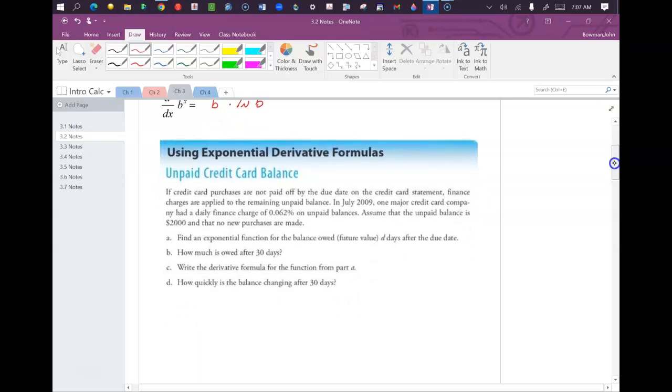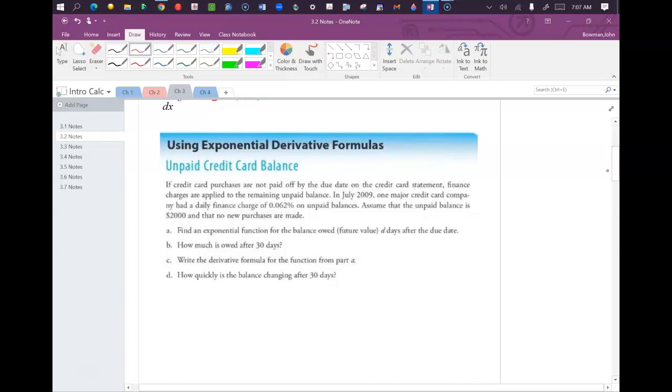Unpaid credit card balance. It says if credit card purchases are not paid off by the due date on the credit card statement, finance charges are applied to the remaining unpaid balance. In July 2009, one major credit card company had a daily finance charge of 0.062% on unpaid balances. Assume that the unpaid balance is $2,000 and that no new purchases are made.